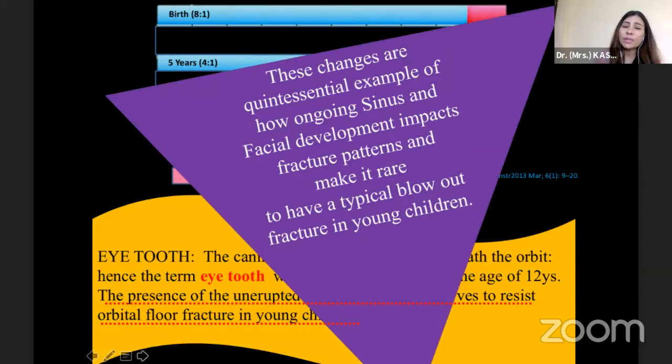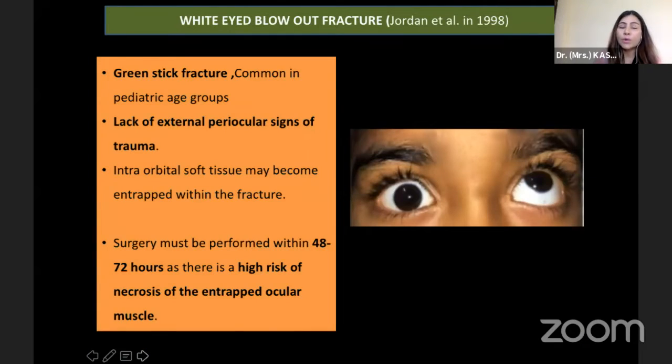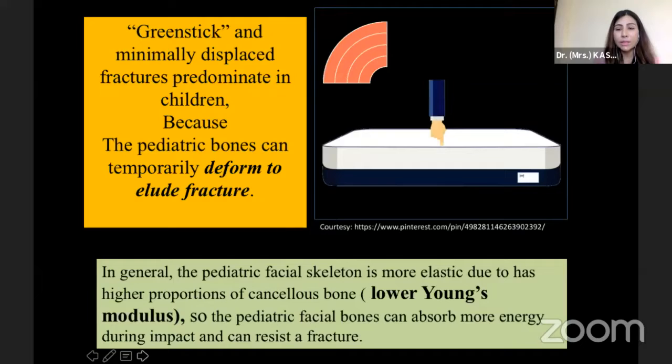So these are some quintessential examples of how ongoing sinus and facial development impact the fracture pattern and make it rare to have a typical blowout fracture in a young child. What we commonly see in a young child is the white-eyed blowout fracture, which is basically a greenstick fracture, where there is a lack of any periocular signs, but this can be very serious because the muscle gets entrapped, leading to necrosis, and there can also be the oculocardiac reflex.